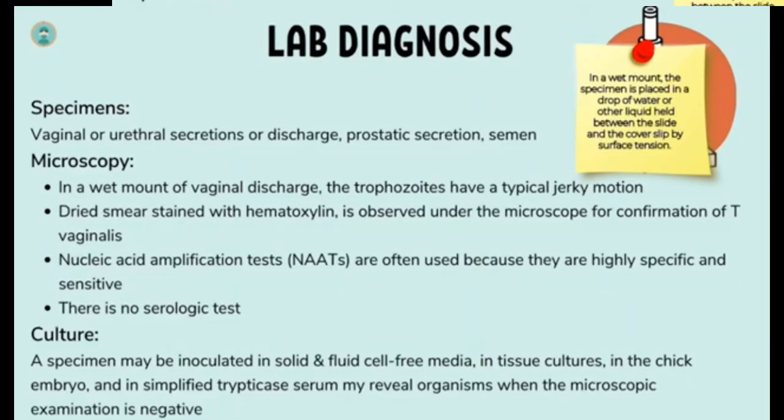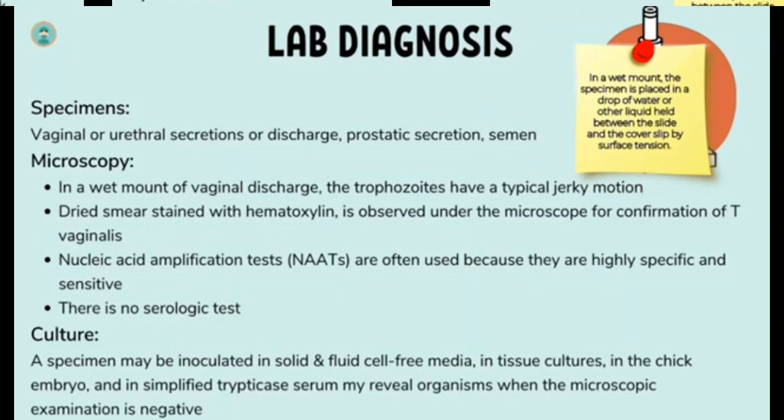Lab diagnosis: specimen, vaginal or urethral secretions or discharge, prostatic secretion, semen. Microscopy: in a wet mount of vaginal discharge, the trophozoites have a typical jerky motion. Dried smear stained with hematoxylin is observed under the microscope for confirmation of T. vaginalis. Nucleic acid amplification tests, NATs, are often used because they are highly specific and sensitive.